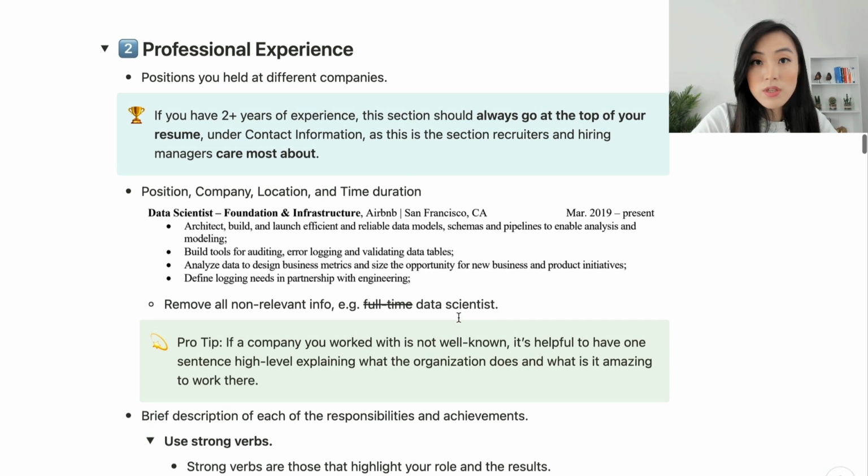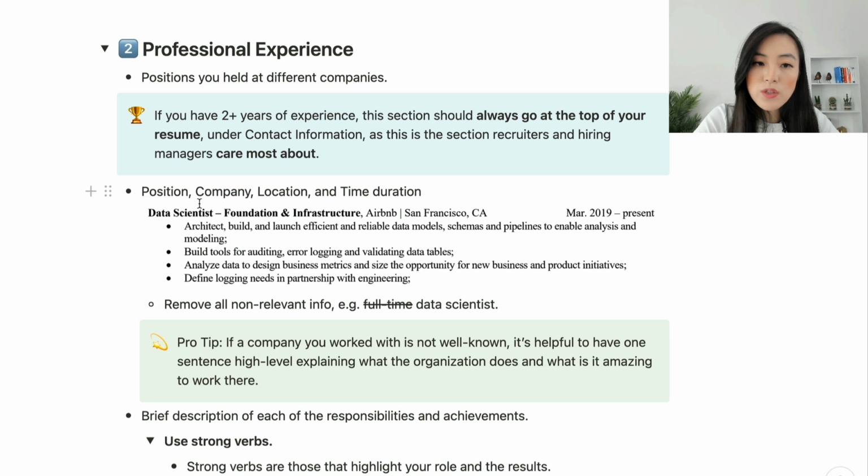This section is the most important section in your resume. This is a section about positions you held at different companies. Now, if you have 2+ years of experience, this section should always go at the top of your resume under contact information, as this is the section recruiters and hiring managers care most about. So what information should you include in this section?